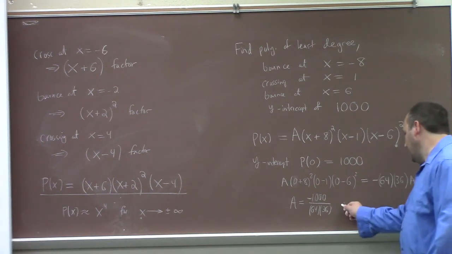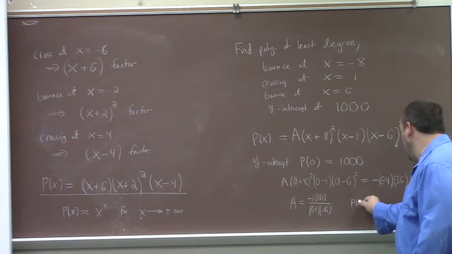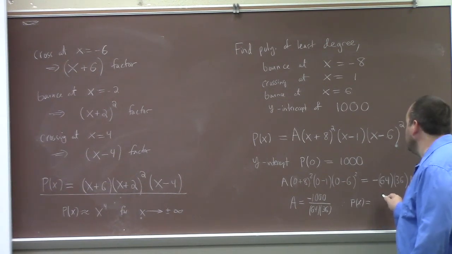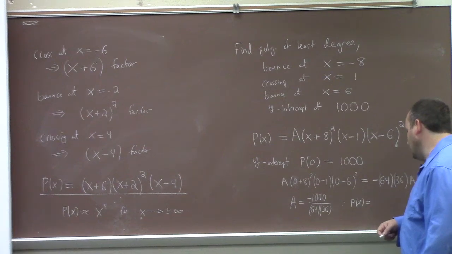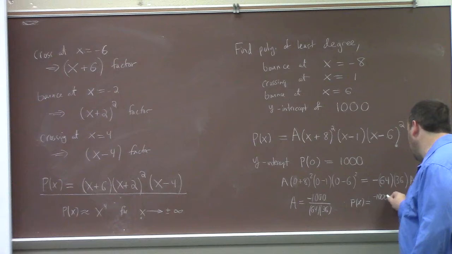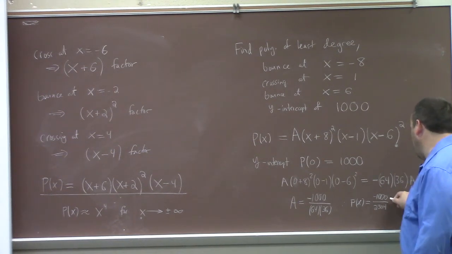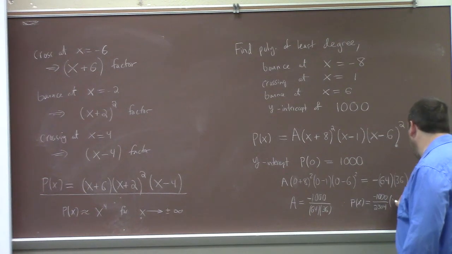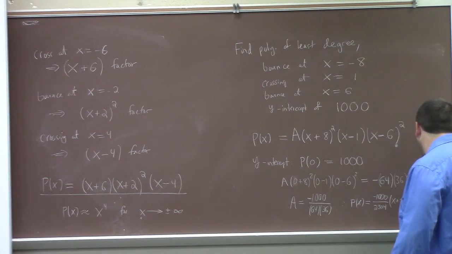I left my calculator back in my office. Yeah, what's 64 times 36? 2,304. So I have minus 1,000 over 2,304 times (x plus 8) squared times (x minus 1) times (x minus 6) squared.